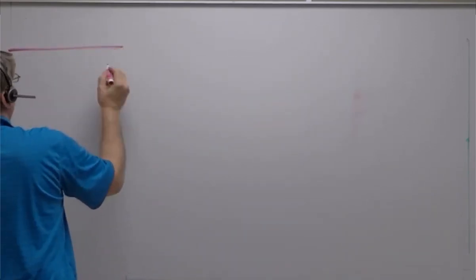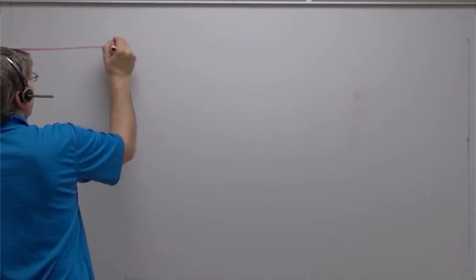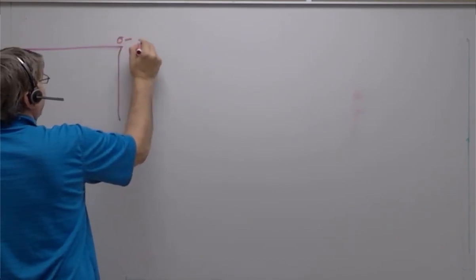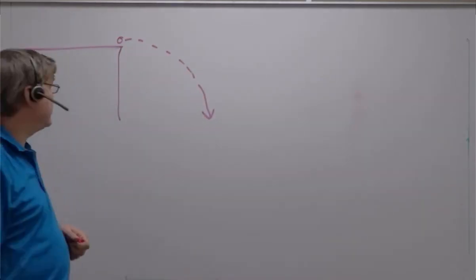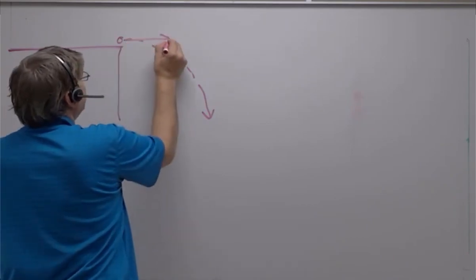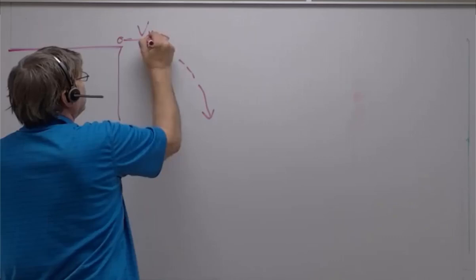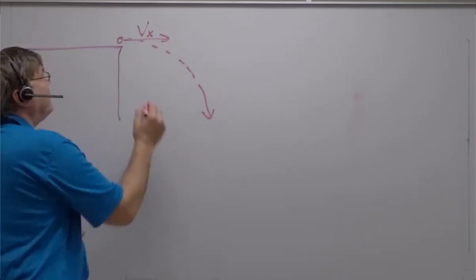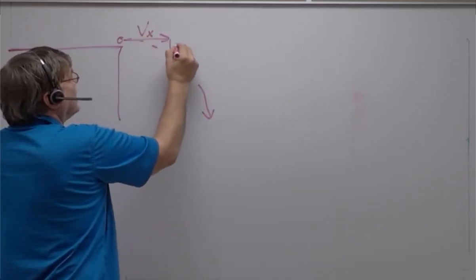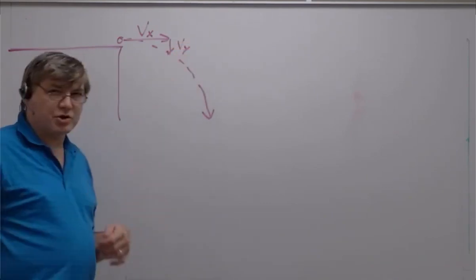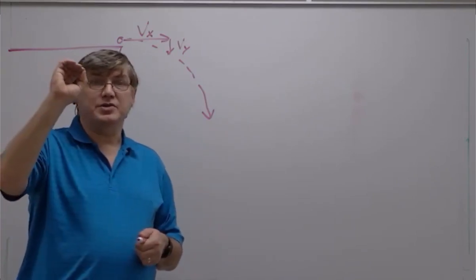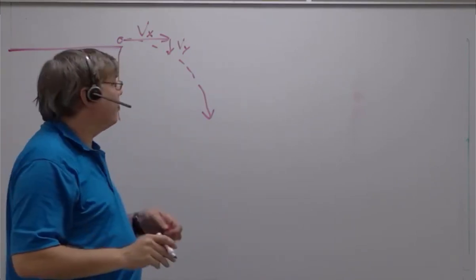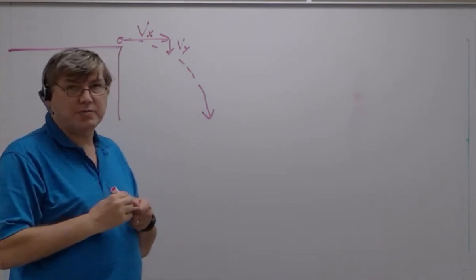If I have a horizontal projectile and I fire it off of a cliff, it describes a parabola like this. And it has an initial Vx in the x direction, but Vy doesn't begin until after it starts to fall. So Vy initially is 0, and so there's no Vy to speak of.